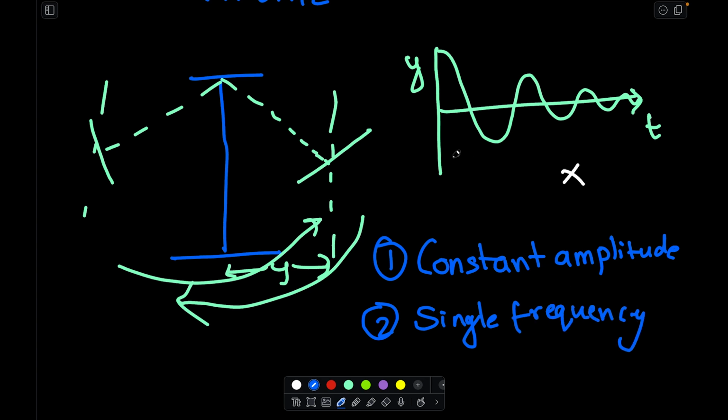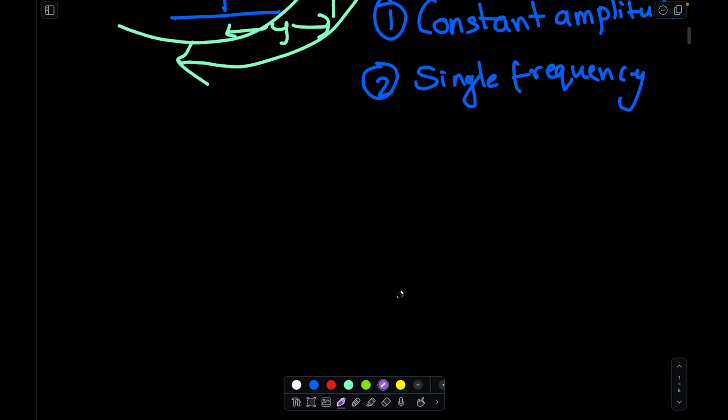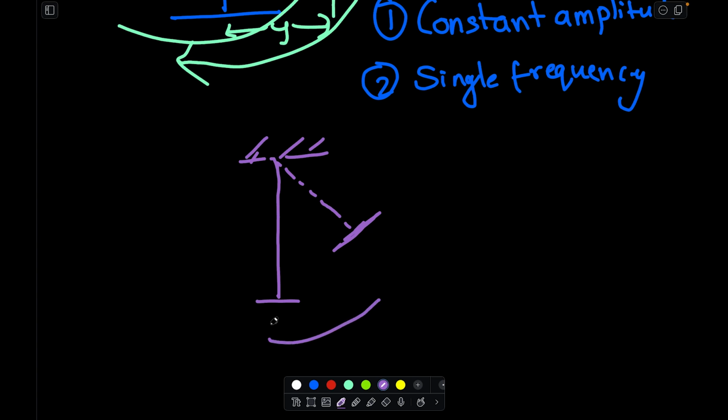So let's see how we can make this swing a simple harmonic motion. Let's make a brand new swing. Here is our swing. We will pull the swing up till here, and let it be free, and after a certain time it will get up till here, and it again starts to move back from here to again here.